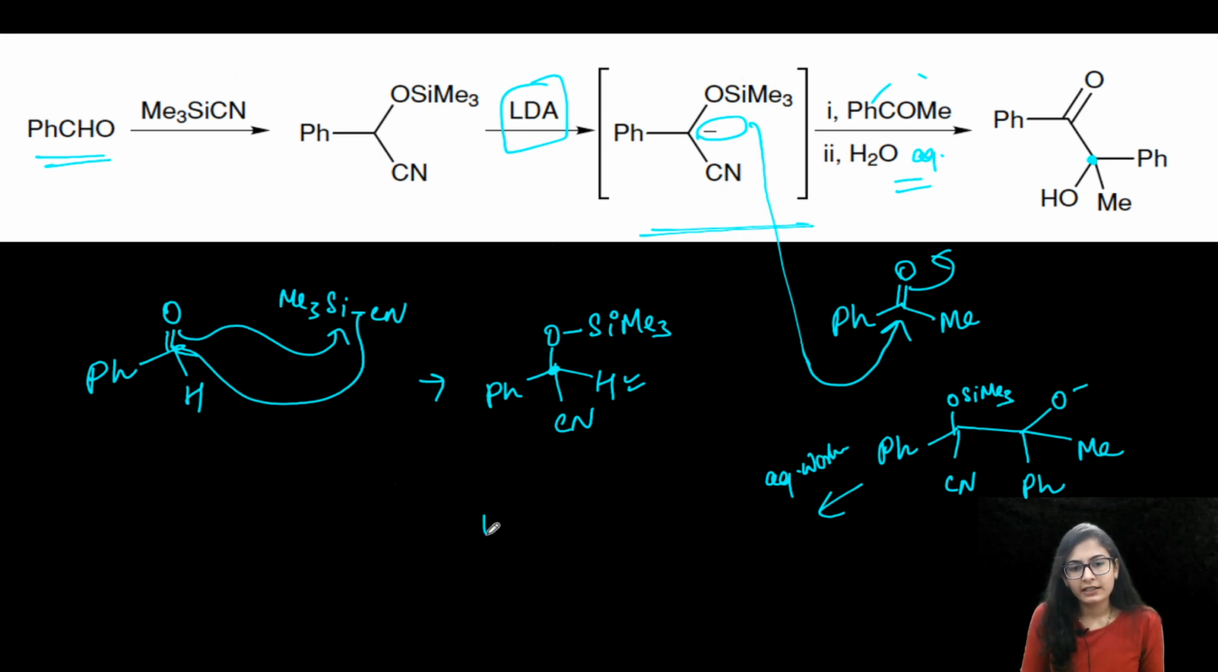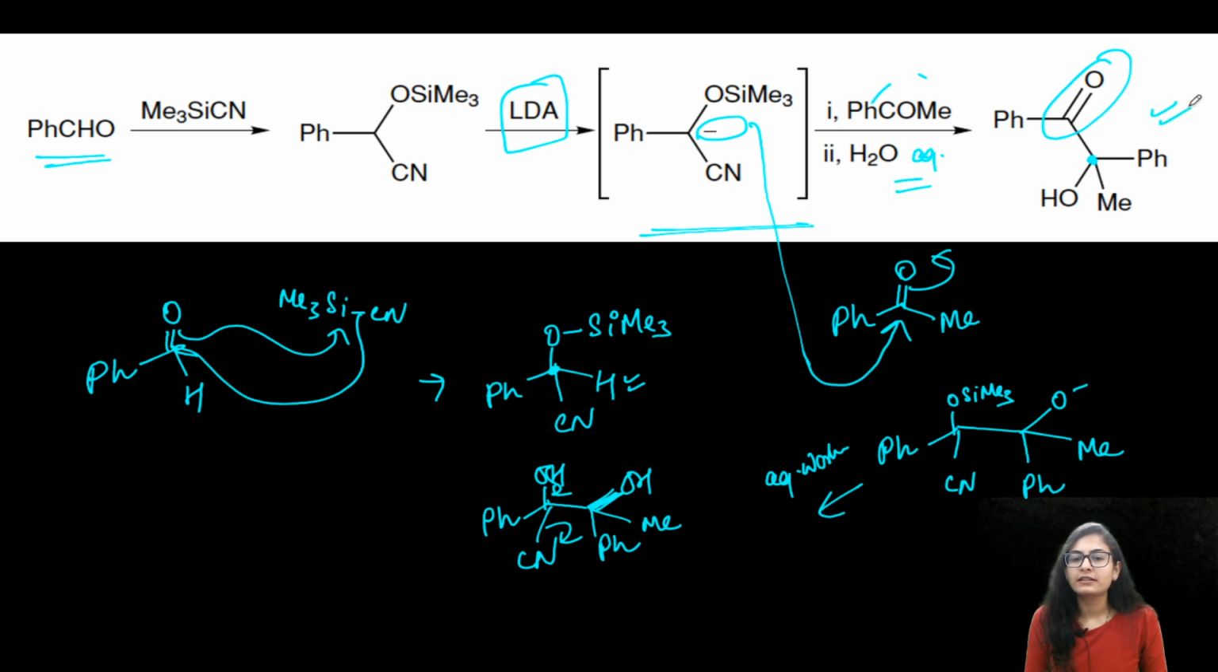I can write it like this. It is OH, and this is going to be OH again, Me, Ph, and we have a leaving group over here. So just like the benzoin reaction, it's going to leave and you get a carbonyl group over here. So this is your answer, very simple. Alright, so yes, we did a lot of examples on benzoin condensation reaction, and I hope that you understood.